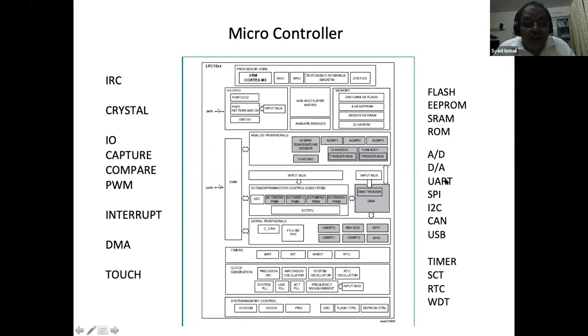Now we come back to UART. Old computers had only this UART, RS-232, which they used to call a terminal. You connect a terminal from the computer to the terminal. They are all serial, which is a universal standard.